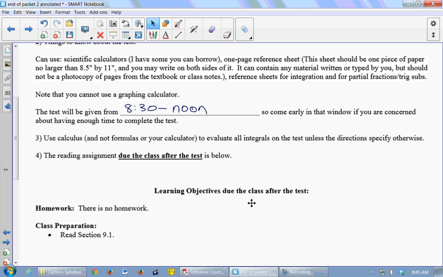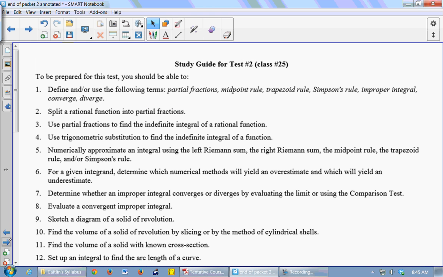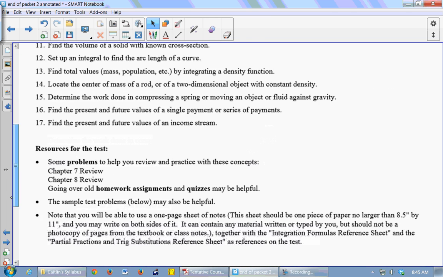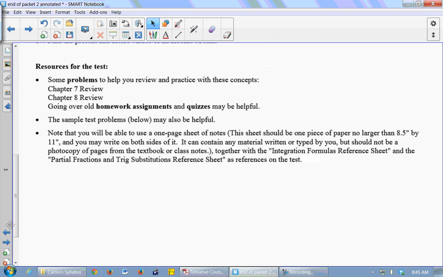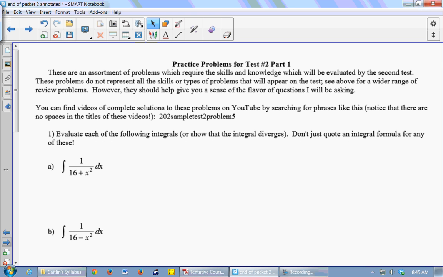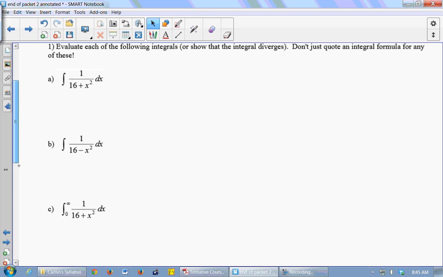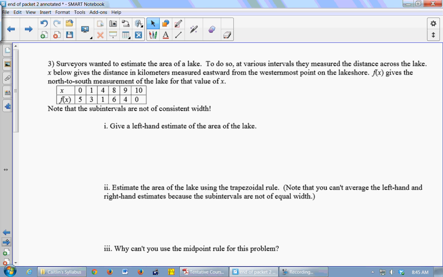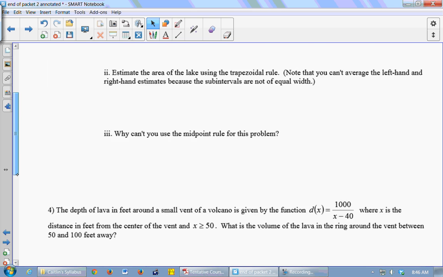You have 2 study guides at the end of this packet. So the first one has the list of things that you should be able to do. You can use Chapter 7 and Chapter 8 review problems to help you study. And then there are some sample problems. We have Part 1.